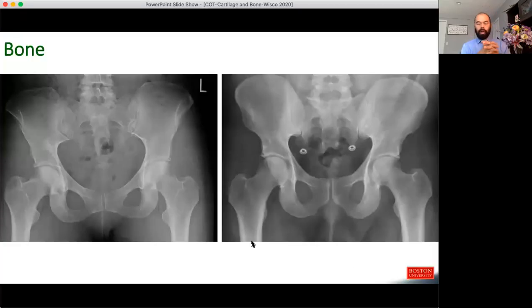All right, so here's an x-ray of two pelvises. What I want you to notice here is that these are from two adults. One is from male and one is from female. Take a second and decide, pause the video and decide which one you think is male and which one is female.